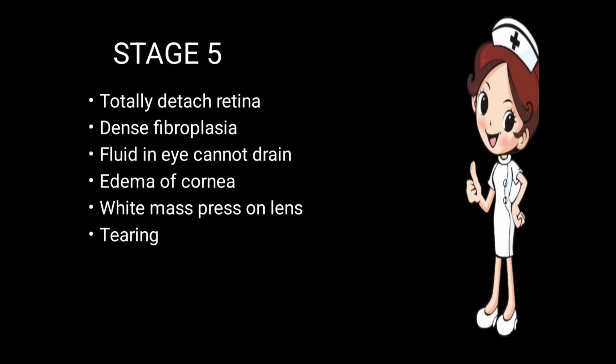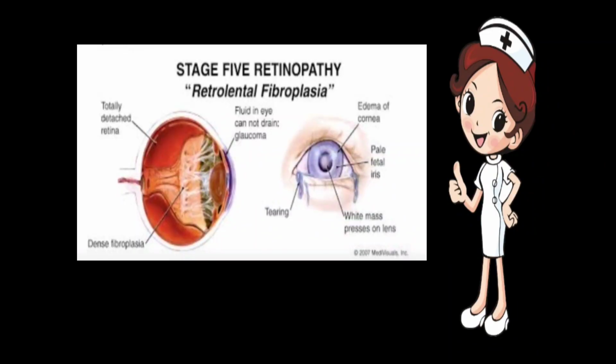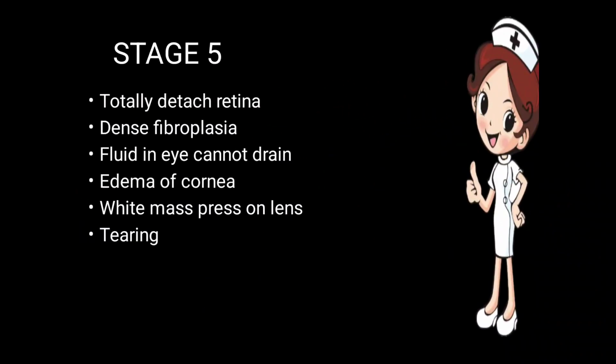Next one, stage 5. In case of stage 5, totally detached retina, the retina becomes totally detached. If you can see here, the detachment occurs. Retina gets collected into a single side. Next one is dense fibroplasia. That fibroplasia growth or fibrous growth becomes dense.